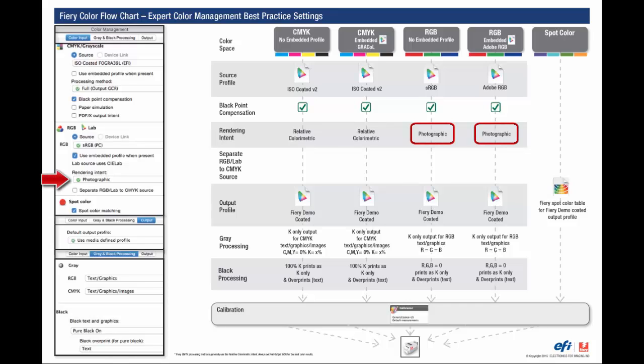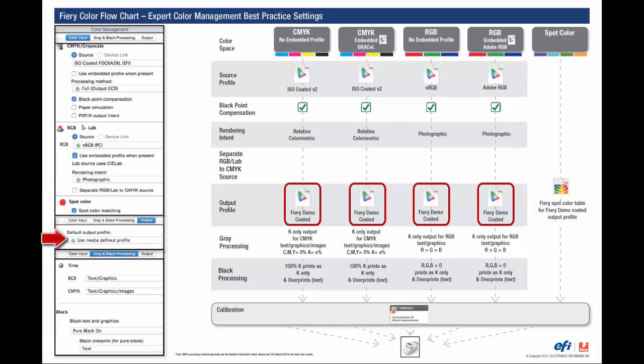The best rendering intent for RGB is going to be the photographic rendering intent. This gives us the most natural and best appearance for photographic originals and all the other originals that we find in RGB color space. Spot color matching should be left enabled, as is the default, for the best precision matching named spot colors such as Pantone colors in your input documents. The output profile should be set to use media defined.